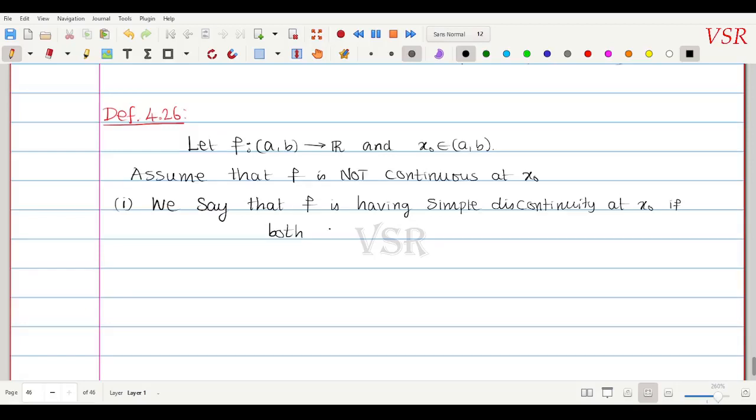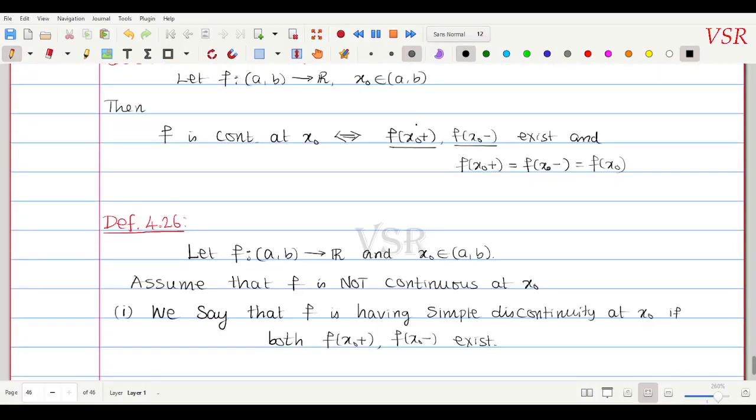என்னுடைய f of x naught plus left limit right limit and f of x naught minus exist. Okay, இந்த ரெண்டு லிமிட்டும் எக்ஸிஸ்ட் ஆக இருக்கணும். சார் எப்படி சார் இது கண்டினியூவஸ்னா என்ன சொல்லி கொடுத்துருக்கேன்? இந்த ரெண்டு லிமிட்டும் எக்ஸிஸ்ட் ஆக இருக்கணும் அண்ட் இந்த கண்டிஷன் சாட்டிஸ்ஃபை பண்ணணும். ஓகே, அப்படி இருந்தா தான் இந்த ரெண்டு லிமிட் எக்ஸிஸ்ட் ஆகி இந்த கண்டிஷன் ஃபெயில் ஆயிட்டுனா then the f is not continuous.